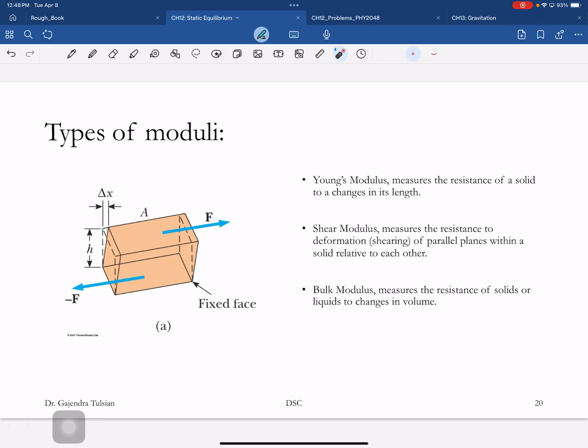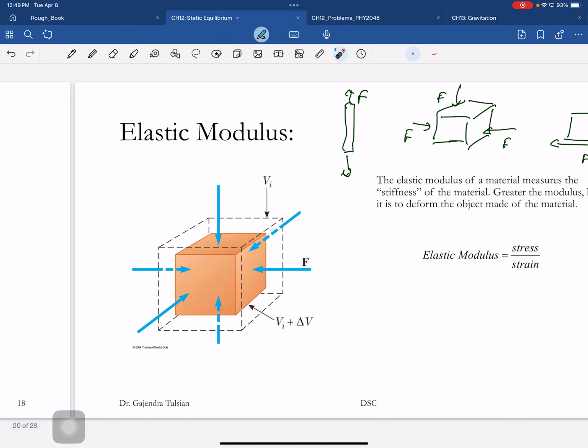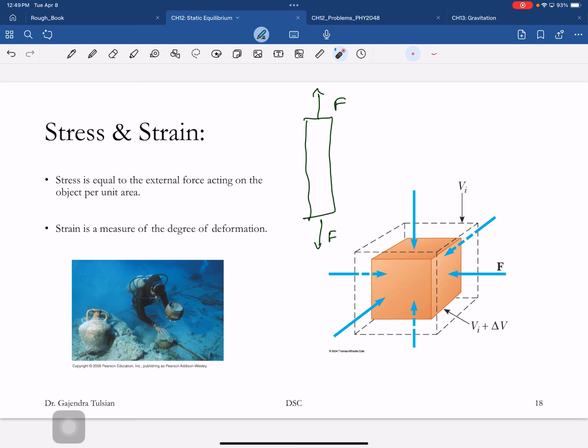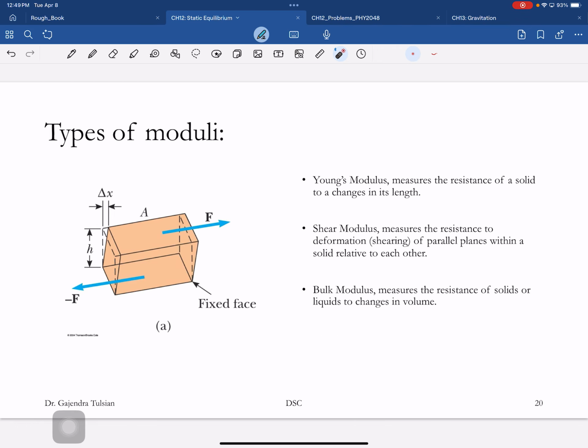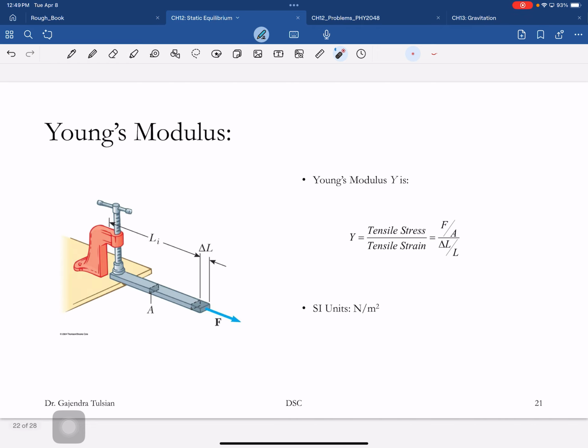All right, so Young's modulus measures the resistance of a solid to a change in its length. Shear modulus measures the resistance to deformation of parallel planes within the solid relative to each other. So this is shearing stresses. Higher the shear modulus, harder it is to strain it like that. Higher the Young's modulus, harder it is to stretch an object. That's what the elastic moduli tell you. And greater the bulk modulus, harder it is to compress an object.